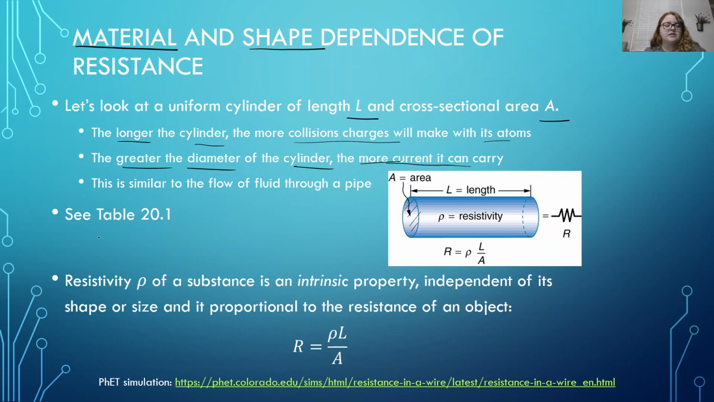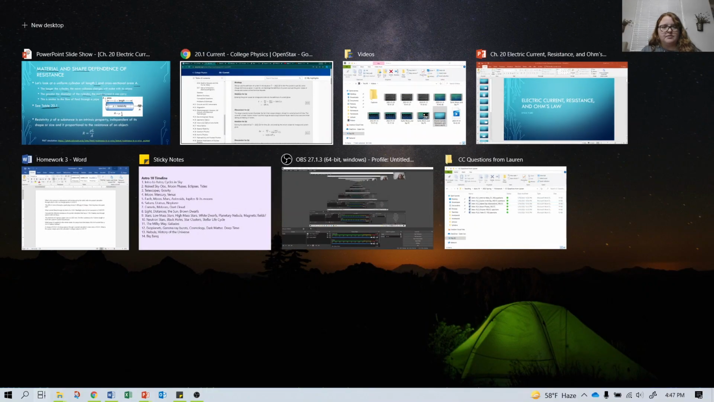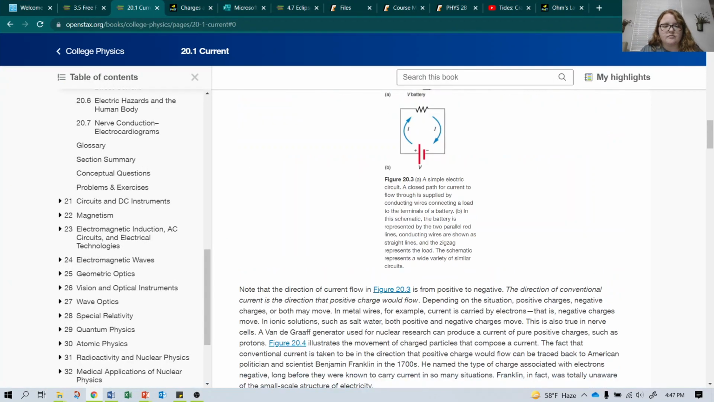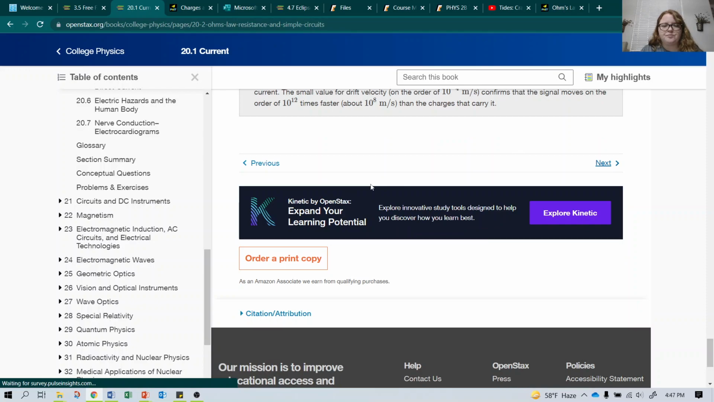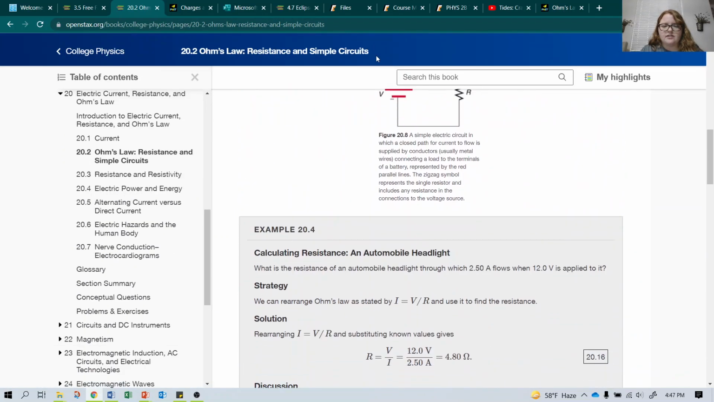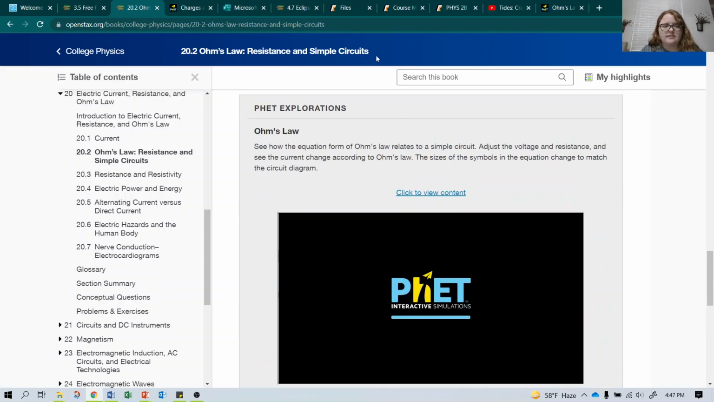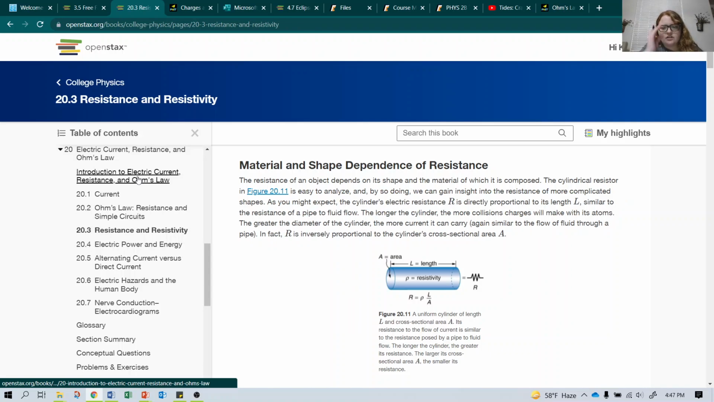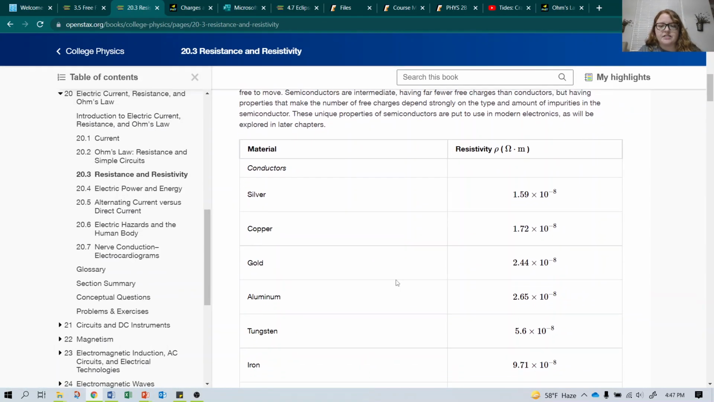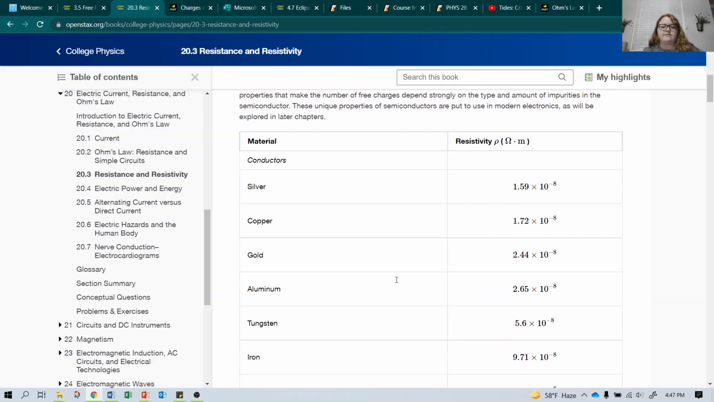Now let me show you table 20.1. Let me pull that up here. That's going to be in the next section. Bear with me, guys. So we're talking about resistance. Oh, here we go. This section here. So based on whatever the material is, we will have a different resistivity value. Okay, so this row here, that is called resistivity.